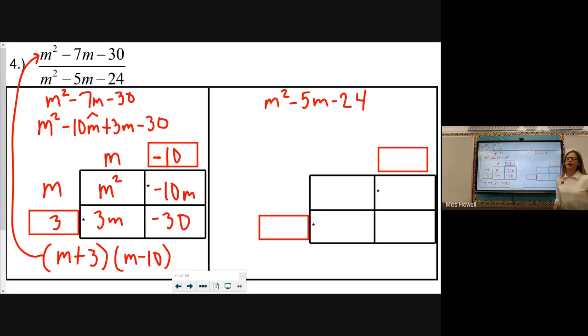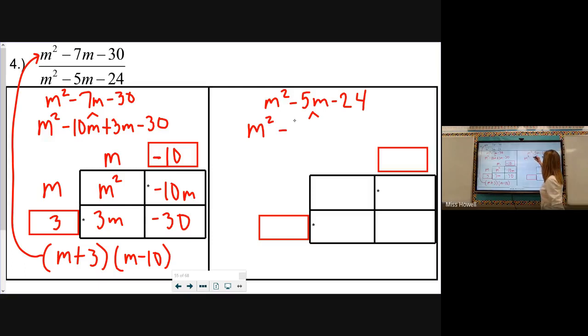M squared minus 5m minus 24, again, is quadratic. We need to check for GCF and chart. In this case, all three terms don't have a common factor, so our chart would be what we need to check next. So we need factors of negative 24 that, when we add them up, give us a negative 5. So 8 and 3 seems like a good combo. I need it to be a negative 5. So negative 8 and 3 would be our good magic combo here.